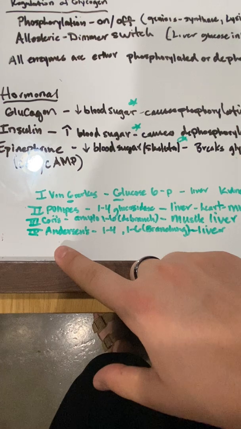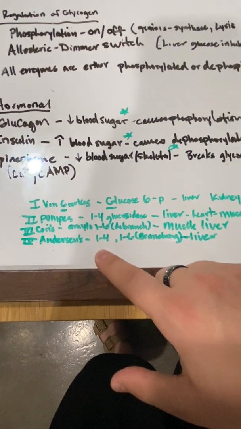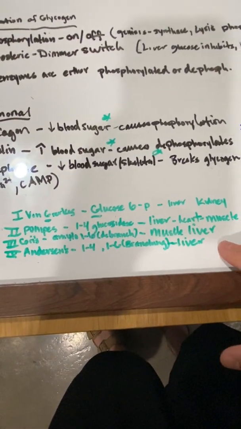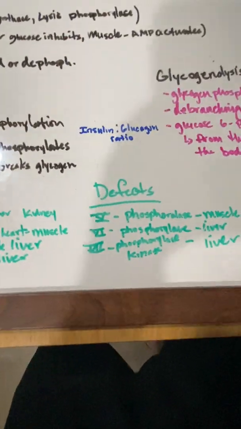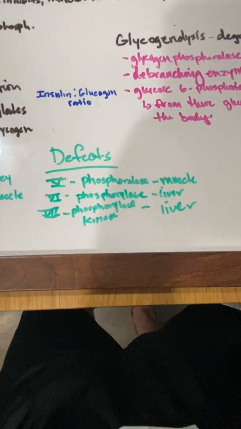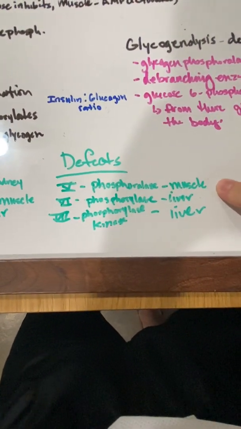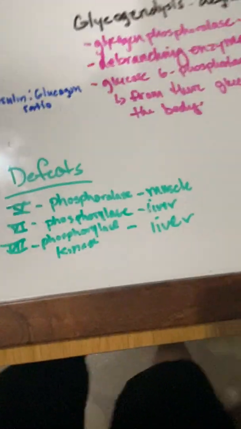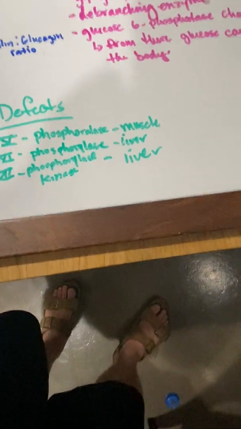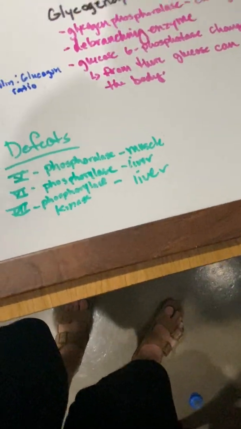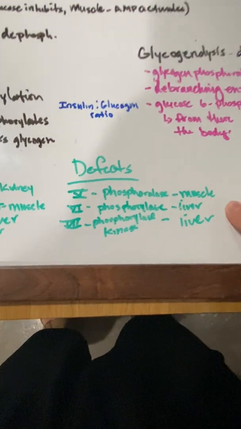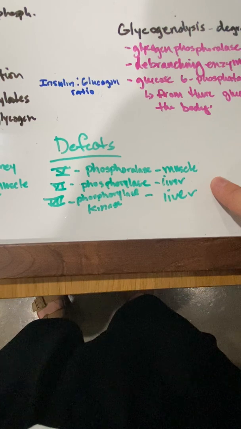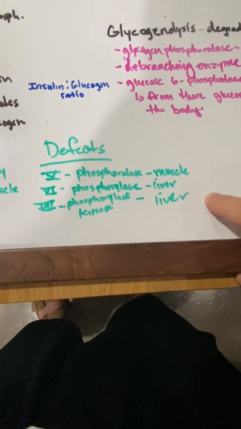We have number 4, which is the Andersen's. That's 1,4 and 1,6, it's the branching enzyme. So we have debranching and branching. For the 5th one, I didn't write the name down, but it phosphorylates and it's the muscle. And this is the only one that does strictly muscle, so I wouldn't be surprised if we had that one pop up. It's called the McArdle disease. And the last two I actually don't have the names for. So 6 is, again, phosphorylase, and 7 is phosphorylase, and these are both liver.